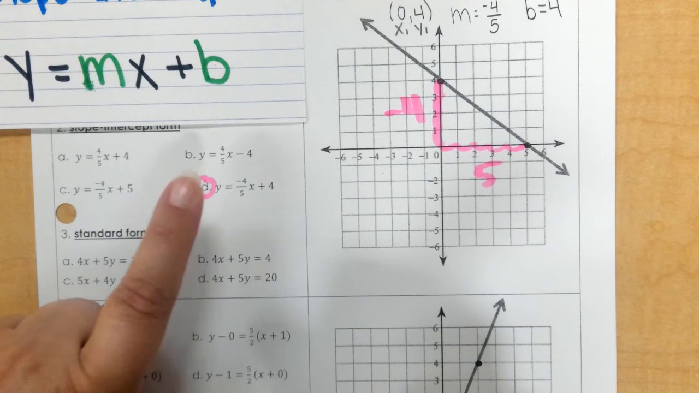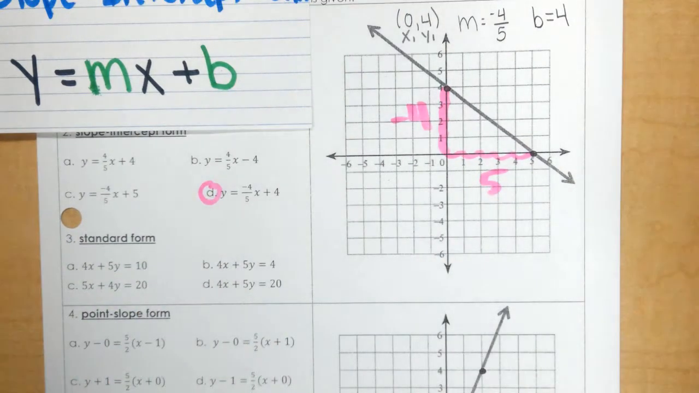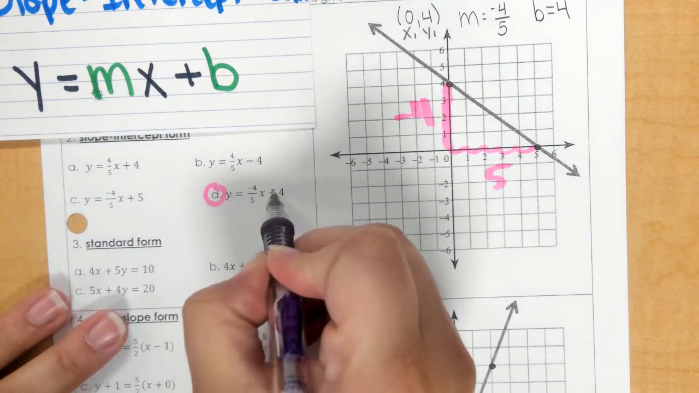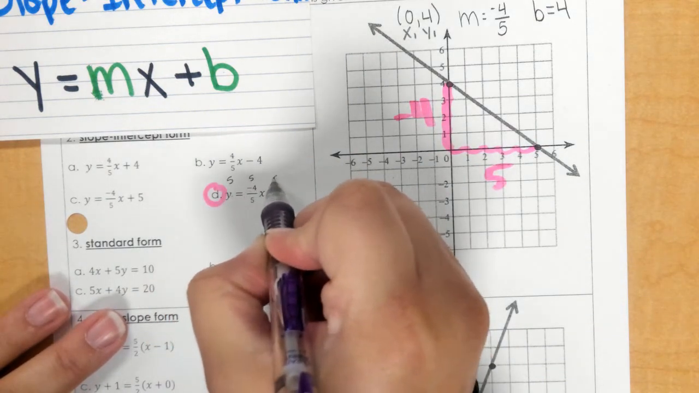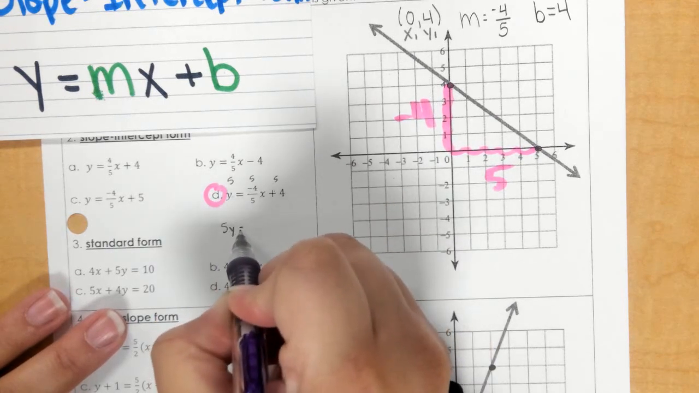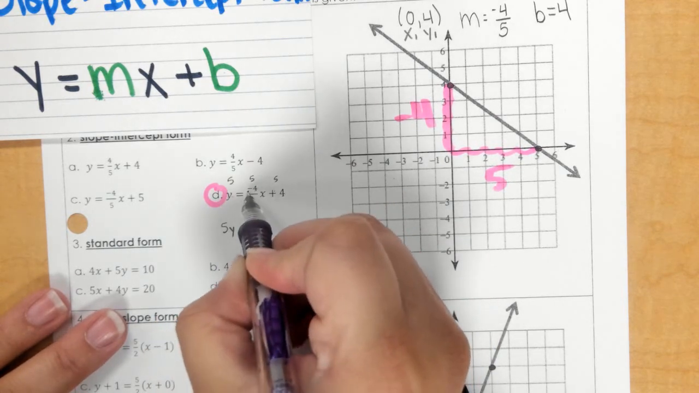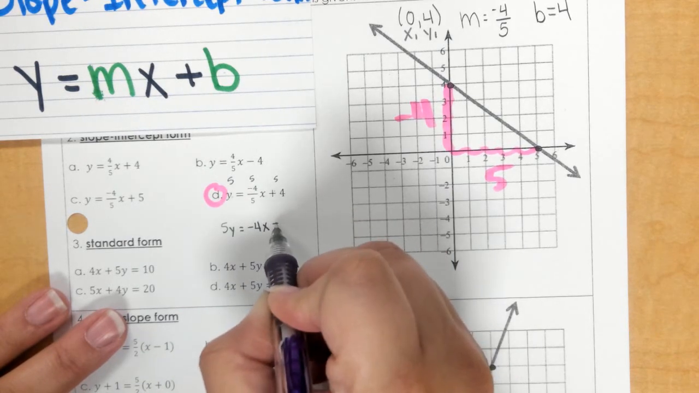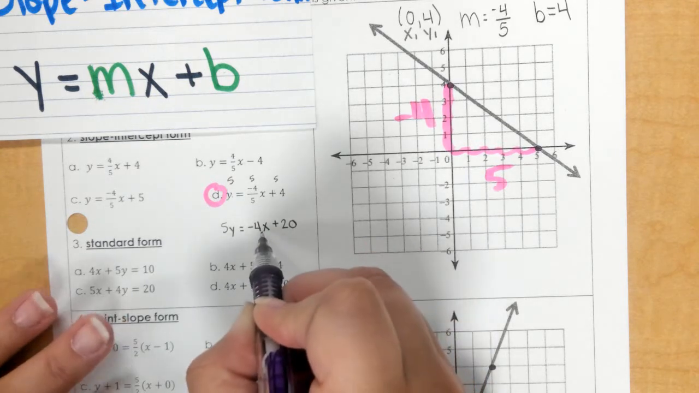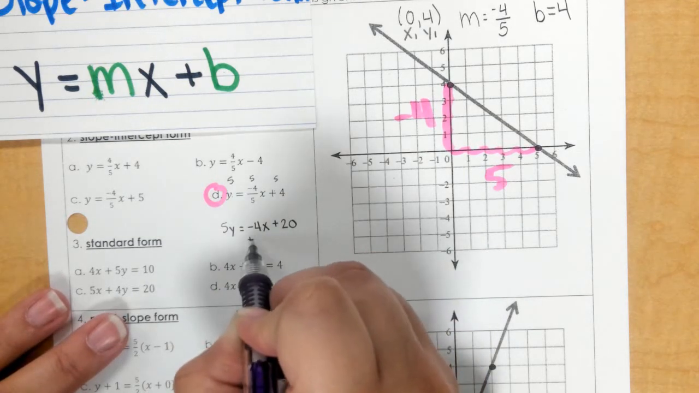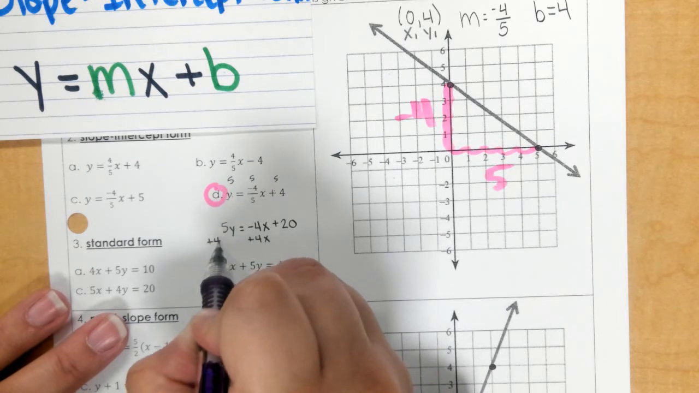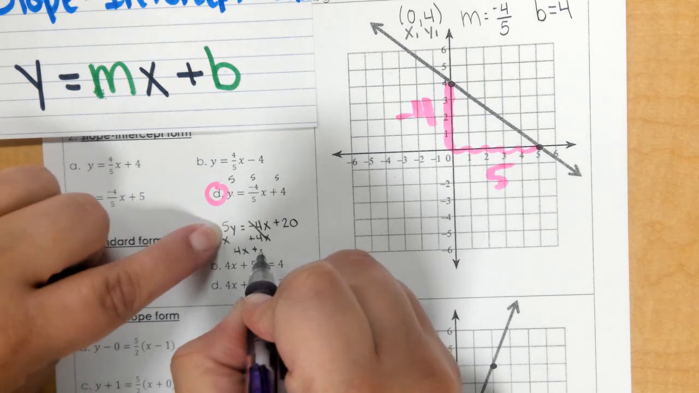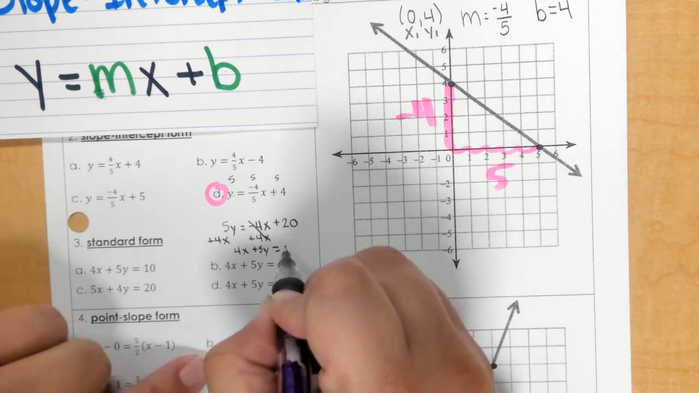Now, from going from slope-intercept to standard form, you will have to clear the fraction. So what I would do is I would take that 5 and I would multiply it to all of these terms. So I would have 5y. These 5's would cancel, and I would have -4x. And then I would multiply the 5 and the 4 and get 20. The last thing I would do is I would bring that 4 over to the other side by adding it. And I would get a +4x plus that +5y equals 20.